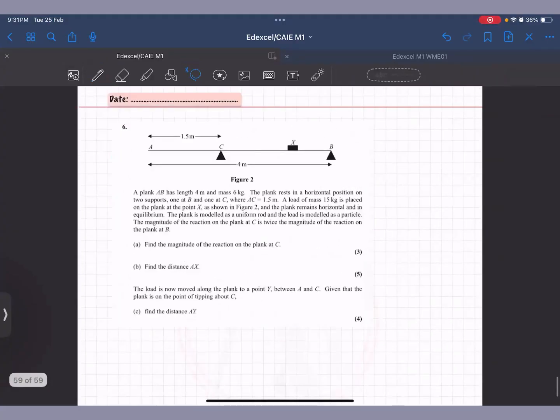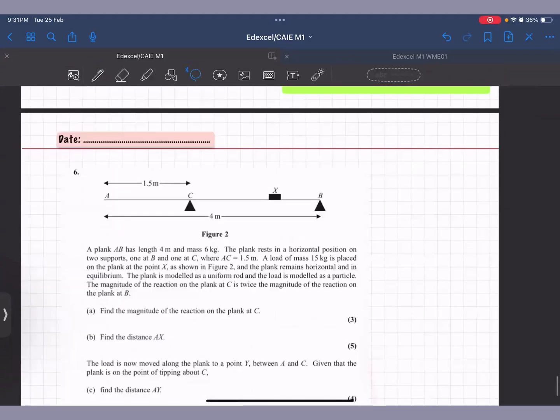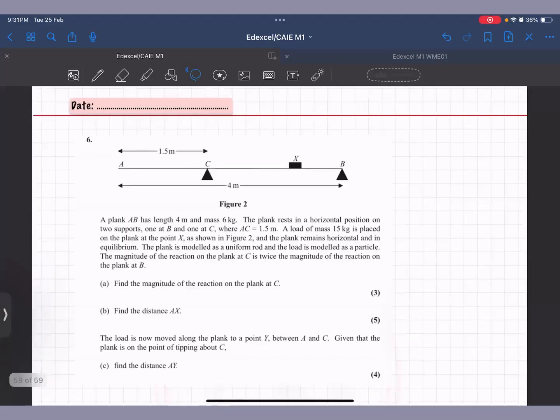Okay. So in this one, two planks, a plank AB has length 4 meters. They've given you the plank a mass and a mass. The mass of the plank is 6 kg. The plank rests in a horizontal position on the two supports B and C. AC is given to us as 1.5. A load of mass 15 kg is placed. So this is 15 kg, 15 times g.